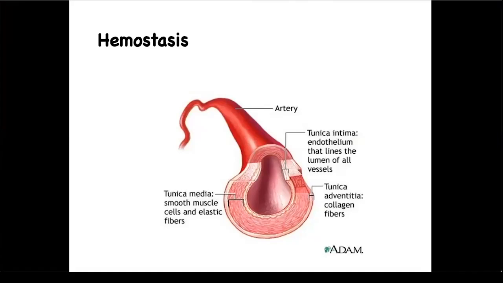To begin looking at hemostasis, I wanted to go over the general anatomy of a blood vessel. There are three layers in the wall of the blood vessel. We call these layers tunics.